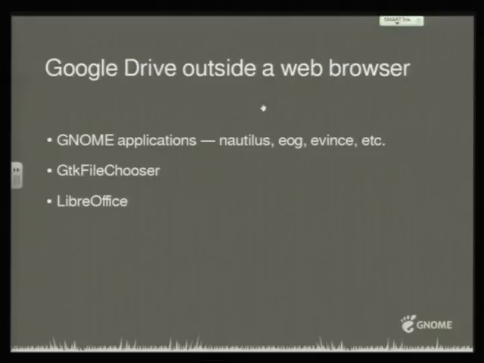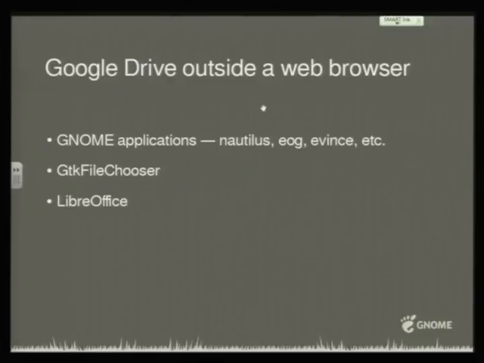So the idea is to expose Google Drive somehow outside a web browser, inside your usual native desktop applications. So I'm talking about things like Nautilus, an image viewer, maybe a PDF reader, and things like that. Also, inside the toolkit's file chooser widget, so the GTK file chooser, which means that if you're writing any application with GTK, it should also be able to open stuff inside Google Drive: open, save, create new, and so on. And also some big applications, for example, LibreOffice.